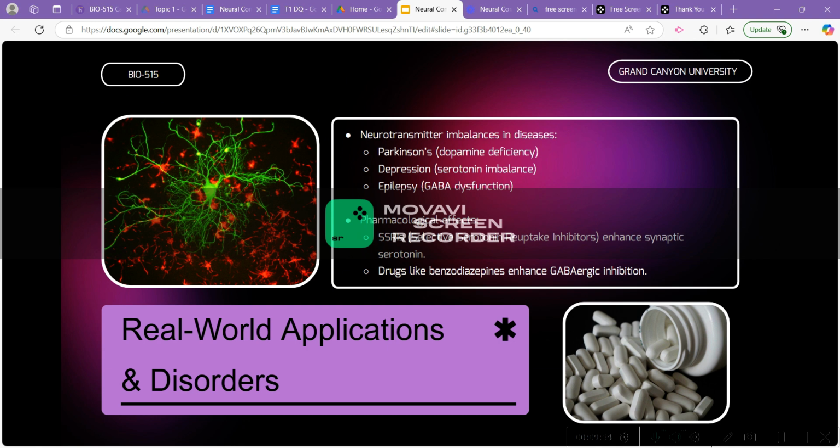Similarly, drugs like benzodiazepines enhance GABA inhibition, increasing GABA's calming effect on the nervous system, which is beneficial in treating anxiety and seizure disorders. By modulating neurotransmitter levels, these medications help manage symptoms and improve overall neurological function.